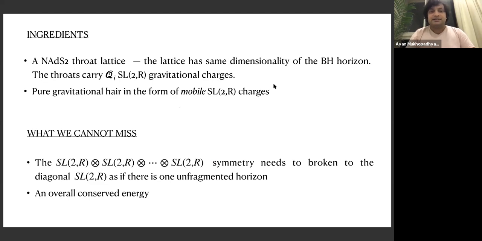So essentially we have these two ingredients. And what we cannot miss here is that we should have the same symmetry which we started with. So the symmetry of the full model has to be the symmetry of the unfragmented throat, but each of the throats will have independent SL2R symmetry. So this has to be broken to a diagonal SL2R of the unfragmented horizon, because there's overall one geometry which connects every throat. Of course, we don't see this geometry explicitly in the effective model. And then we should also have an overall conserved energy.